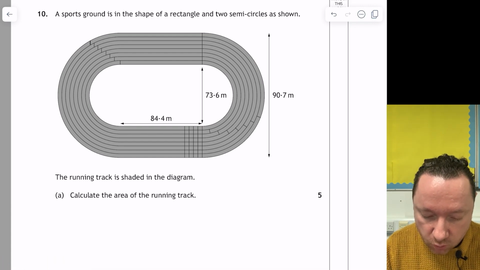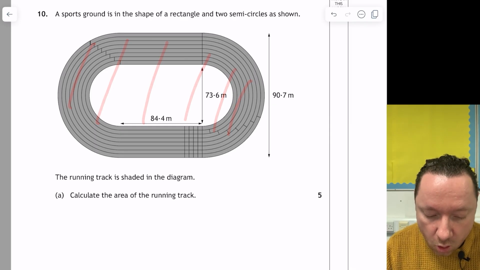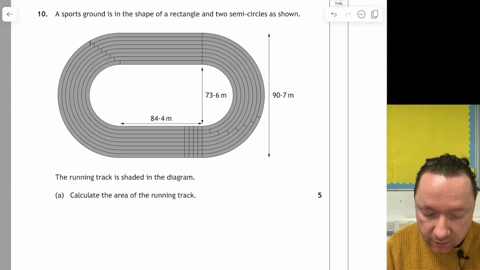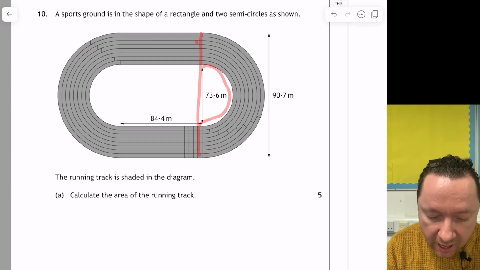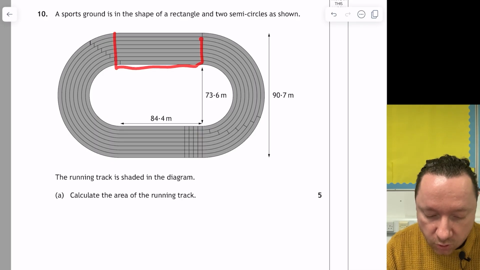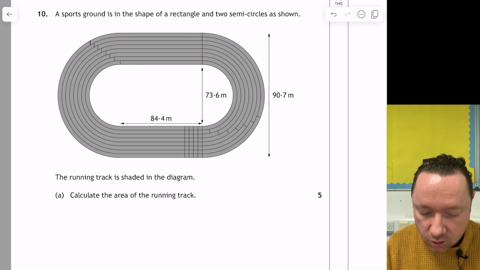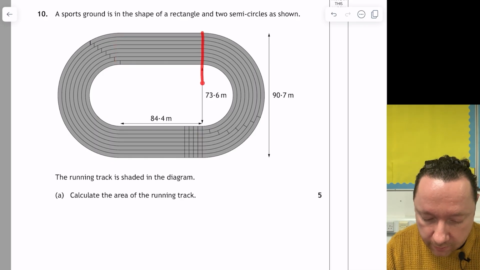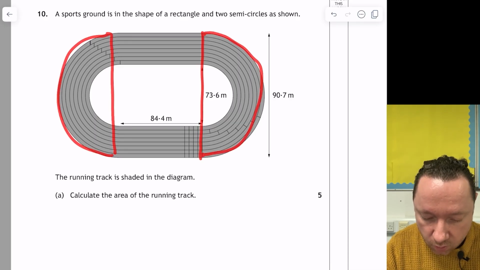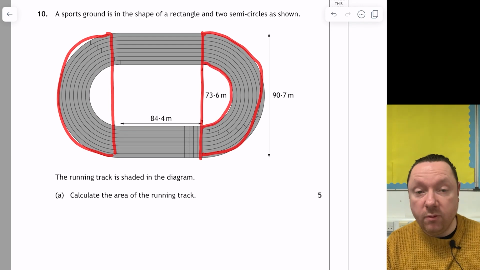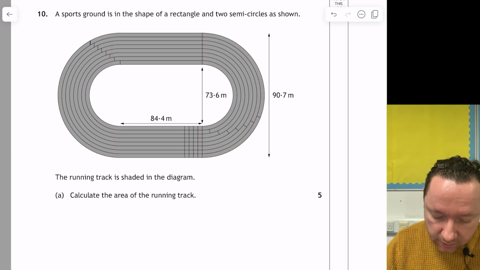So if we look at this one here, we could do the area of the whole thing minus the area of the whole. Or what we could do instead is just do our circle part minus this circle and then just add on the 2 rectangles. And that's the approach I'm going to take here. So let's look at our circles. We've got 1 semicircle on this side and 1 on that side. So in total, we've got 2 whole circles, a big circle and a small circle. So I'll do the big one minus the small one.